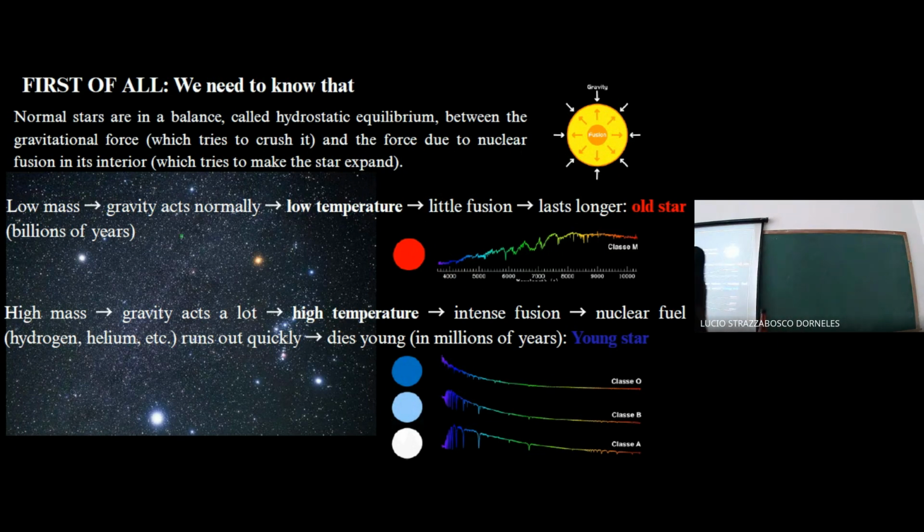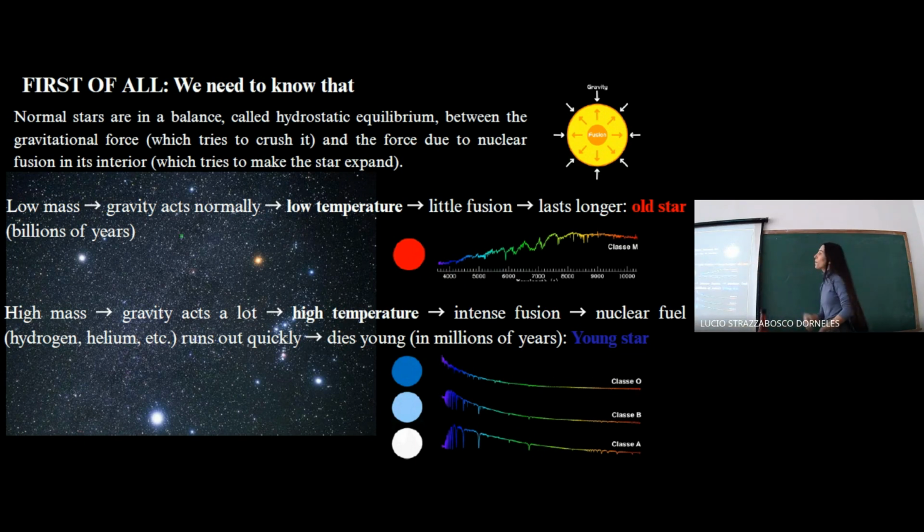And so, if we have a low mass star, the gravity will act normally. And so we're gonna have a low temperature because it's low gravity. So we have little fusion. And so this kind of star will last longer. So we're gonna have an old star that lasts billions of years.